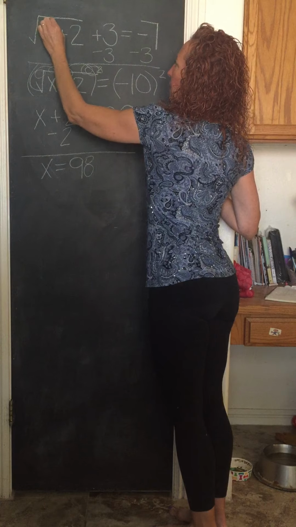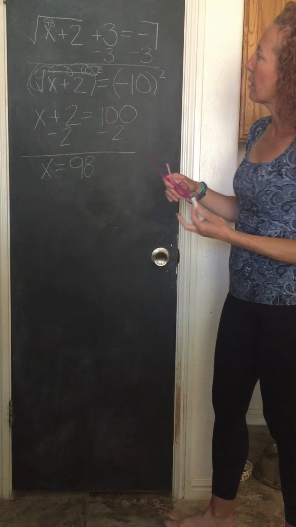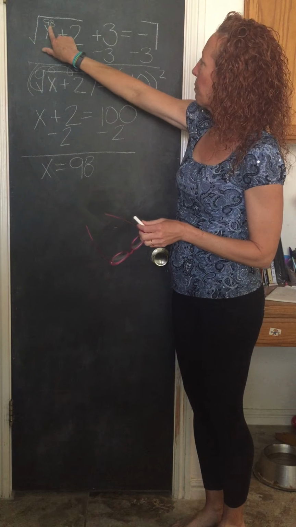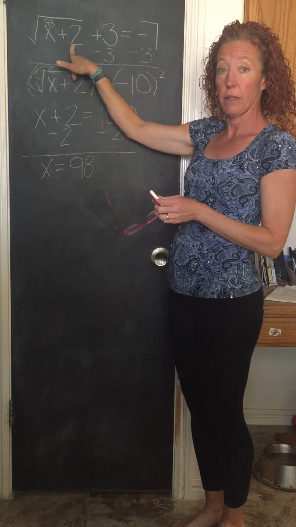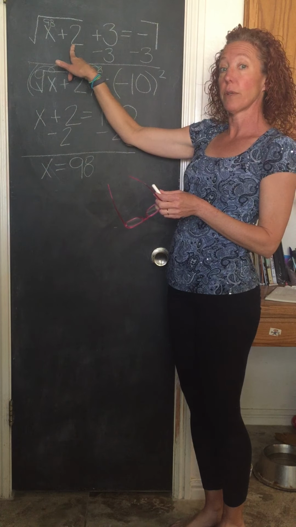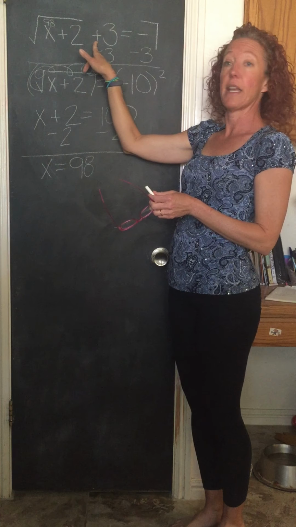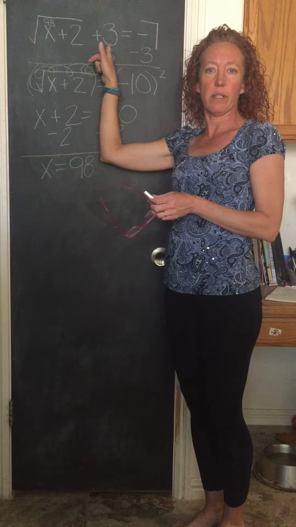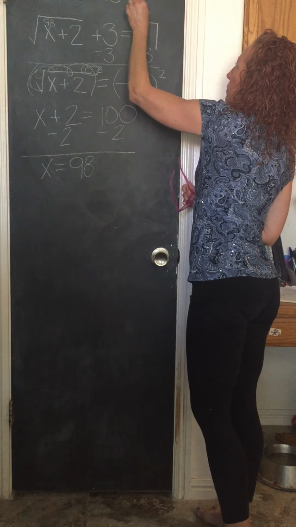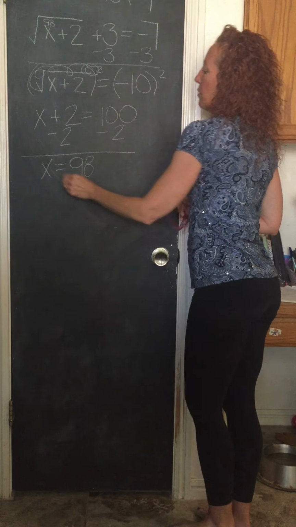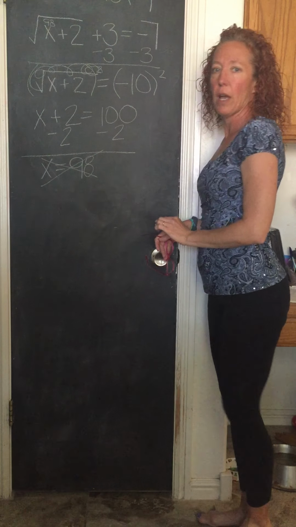If we plug 98 right here, I didn't leave myself any space to show you the check, so watch what happens. 98 plus 2 is 100. The square root of 100 is 10. 10 plus 3 is 13. 13 is not the same thing as negative 7. So we throw this answer out.